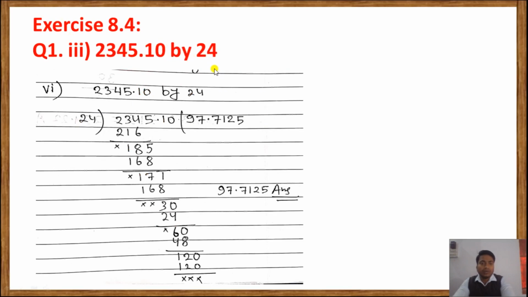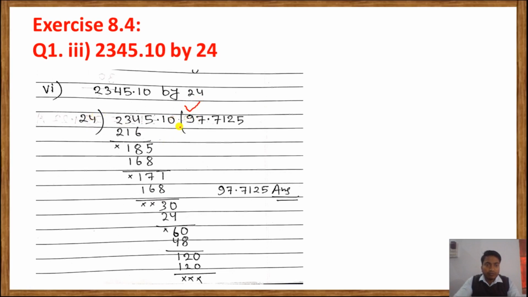Let me give you one more example. Let me solve one more question. Question number 6. We have 2345.10, and this we have to divide by 24. First we'll take a 2-digit number, but here we have 23, which is less than 24, so we have to take a 3-digit number. First it will go 9 times.